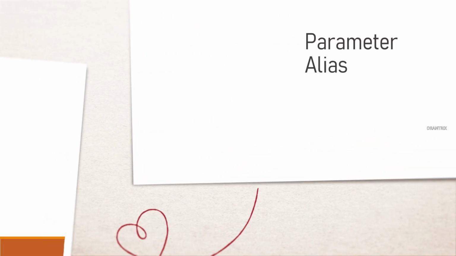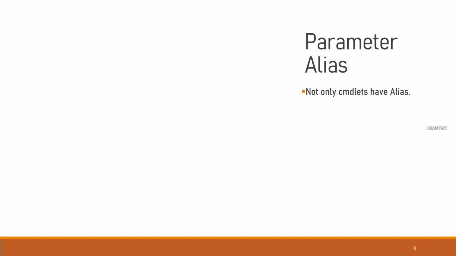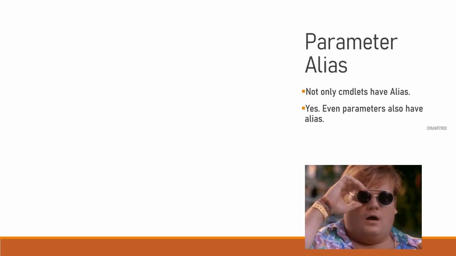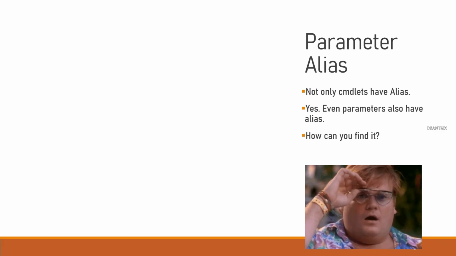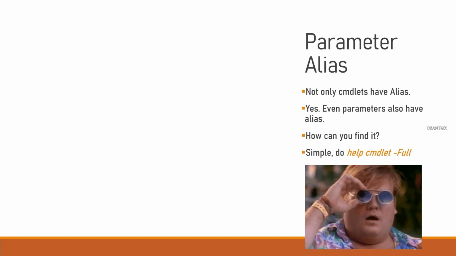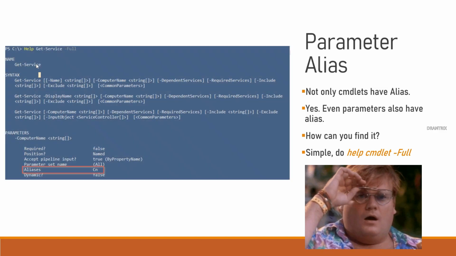So next we have parameter alias. Not only cmdlets have aliases, yes, even parameters in the cmdlet also have aliases. I know that will be surprising. So how can you find it? Simple, do help cmdlet -Full.